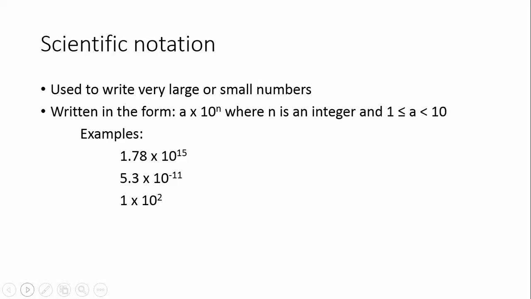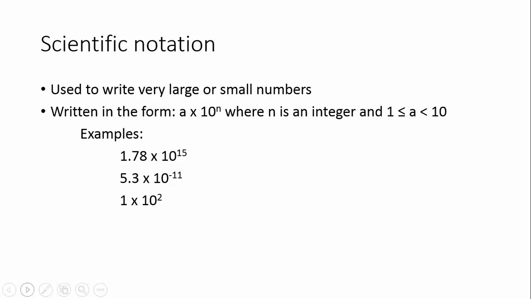Scientific notation we use when we're writing really large or very small numbers, and it's written in the form a times 10 to the n, where n is an integer, so it's got to be a whole number, but it can be positive or negative. And a is greater than or equal to 1 and it's less than 10. So some examples of numbers written in scientific notation.